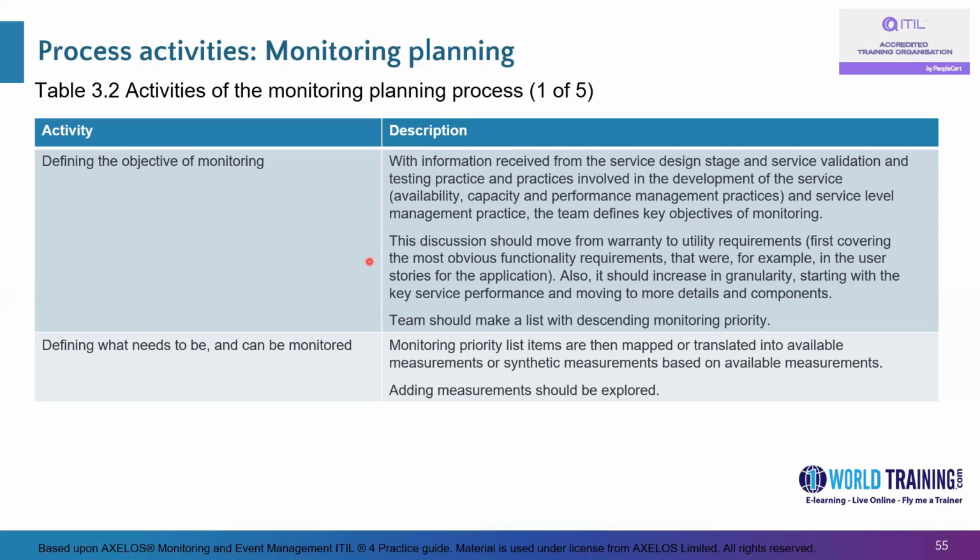Here it's indicated that the discussion should move from warranty to utility, which means the warranty should be thought about first. Generally, warranties are important from a customer and user perspective, because they would like to know the availability of the service and the availability hours, the capacity, and the security and continuity aspects. Then go deeper into the utility elements from a monitoring perspective. Of course, when the requirements come in, first it will be utility requirements from a customer, then the warranty. But when we do the objective of monitoring in this process, it is better to begin with warranty and then go to utility.